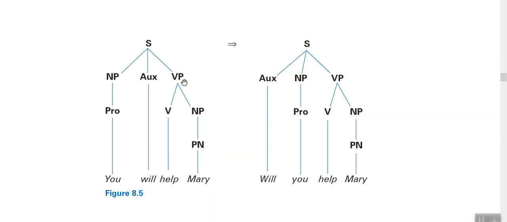You see? Verb phrase, auxiliary alone. Verb phrase alone. Well, verb phrase, verb, and noun phrase, proper noun. So you will help Mary. How to make it a question? For example, just you see, sentence, auxiliary, noun phrase, verb phrase. So you move this part at the beginning. It's very easy. That's all.